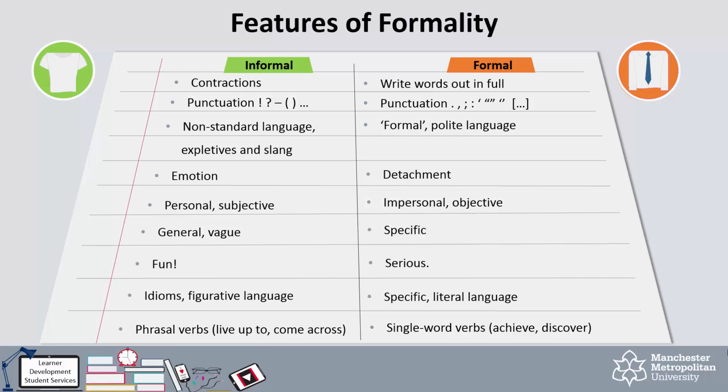Figurative language can confuse your reader as well as making your work sound chatty. Therefore, you should avoid metaphors and idioms such as "it's raining cats and dogs" or "kick the bucket." Be precise, specific and clear with all of your language.